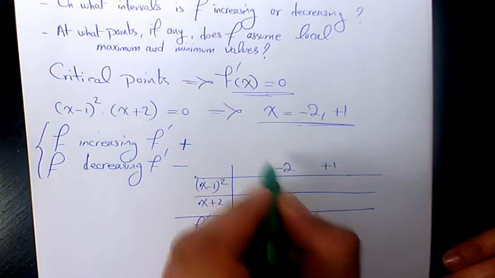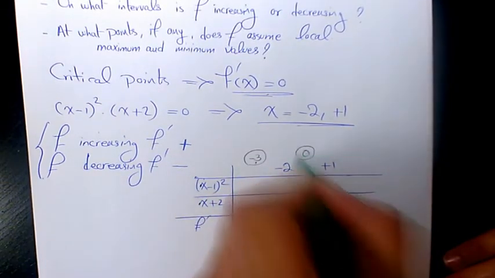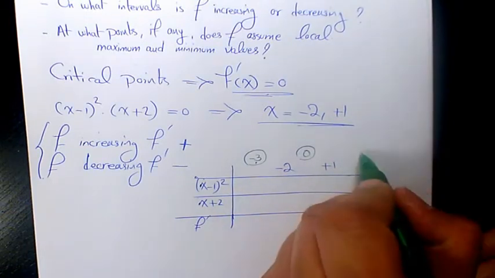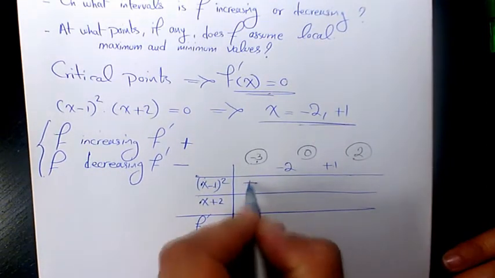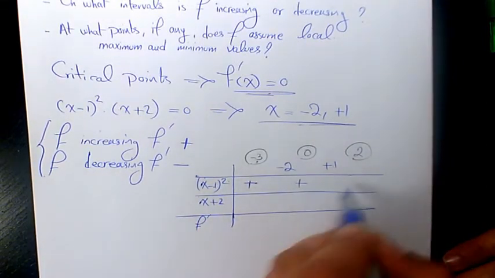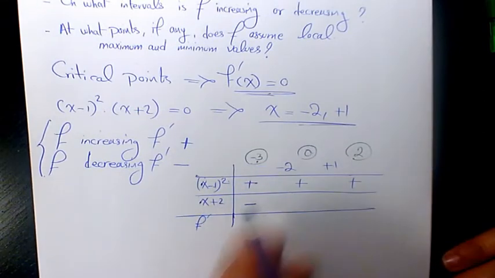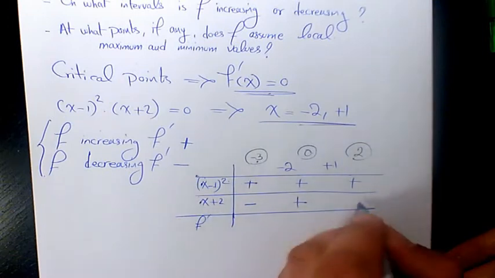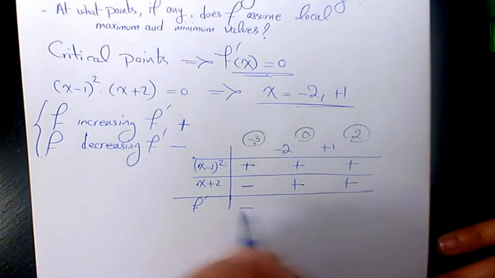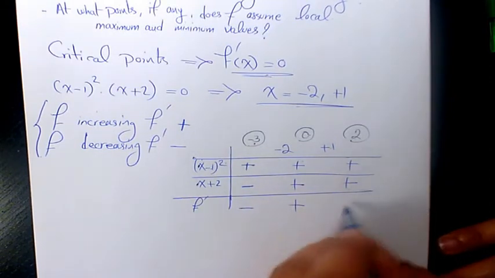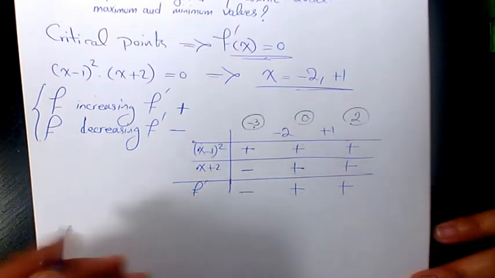So let's assume a number in each region. From negative infinity to negative 2, let's assume negative 3. From negative 2 to 1, let's assume 0. And from 1 to infinity, let's assume 2. Now if we substitute there, it's going to be positive, because anything to the power of 2 is positive. Same thing here, same thing here. Negative 3 plus 2 is going to be negative, 0 plus 2 is going to be positive, 2 plus 2 is going to be positive as well. So then, positive times negative is negative, positive times positive is positive, positive times positive is positive as well. So these are going to be the intervals of increase or decrease.